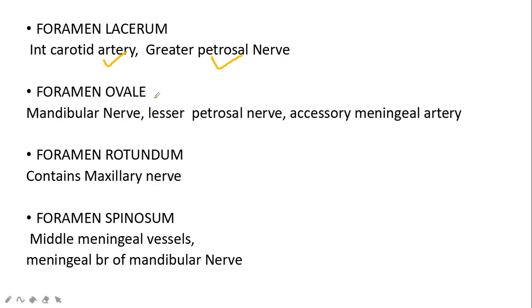Here we have the foramen ovale that transmits mainly the mandibular nerve, the lesser petrosal nerve, and the accessory meningeal artery. We have the foramen rotundum that transmits the maxillary nerve. We have the foramen spinosum that transmits the middle meningeal vessels and the meningeal branch of the mandibular nerve.